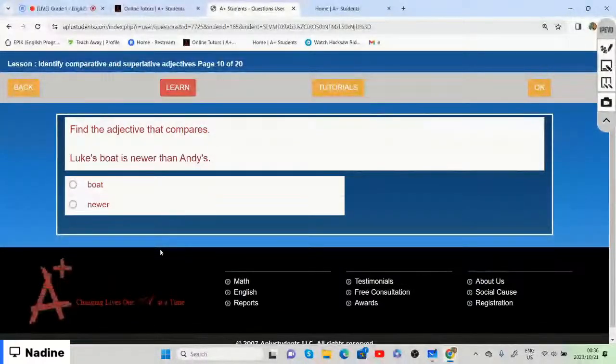Luke's boat is newer than Andy's. So if we find the adjective that compares, we can say it is newer.